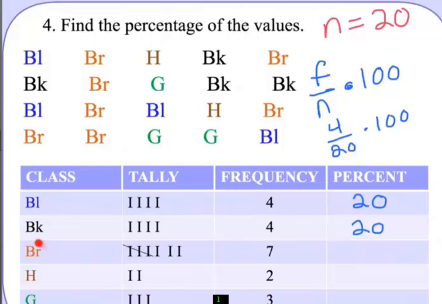To get the number of brown eyed students, I'm going to take 7 and divide it by 20, multiply it by 100, and I get 35. So 35% of the students had brown eyes. The hazel eyes, 2 divided by 20 multiplied by 100 is going to be 10%. Then the green eyes, 3 divided by 20 times 100 is going to be 15%.